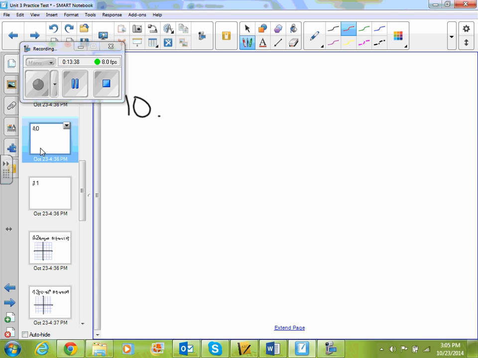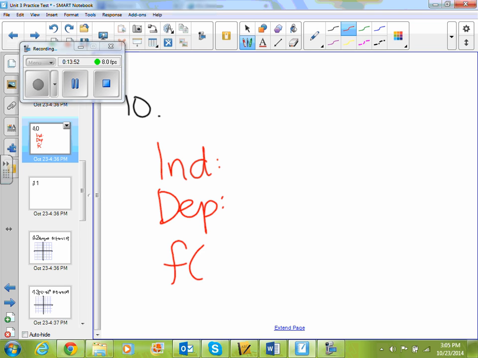Okay, so if I look at number 10, it says identify the independent and dependent variables. Write an equation in function notation. So I know I'm going to look for independent and dependent variables. And I know that function notation is f of x. So I'm going to have some type of function in f of x.